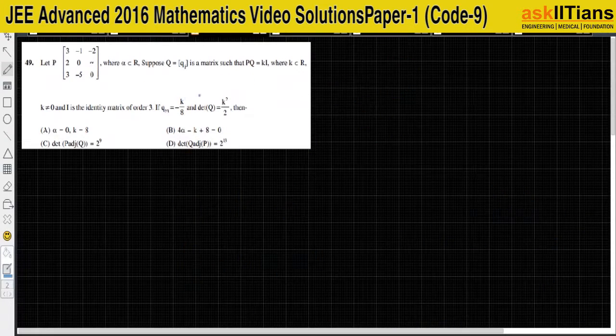Then let's move on to question number 49. Question number 49 says that this is alpha here. Alright, so a matrix P is given. P is equal to this matrix, where alpha is an element of R, and suppose that Q is another matrix such that P into Q is equal to K into I. K is some real number and K is not equal to 0, and I is the identity matrix of order 3.